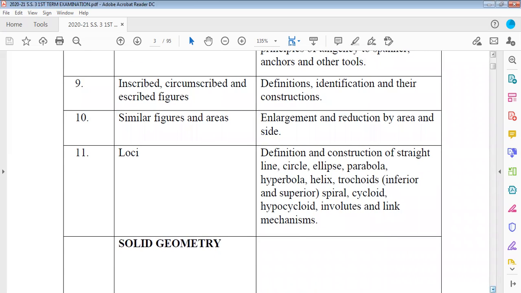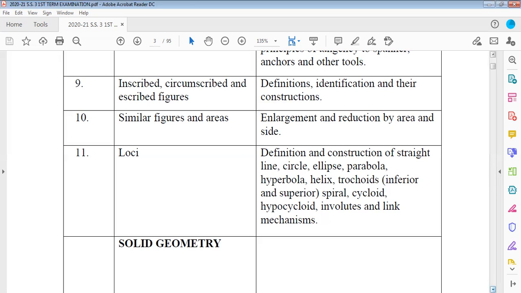Under loci, that topic is very, very broad. It's very, very broad. So it's not a topic that you can teach within 2 weeks. So it's a topic that's very, very broad. And for example, for the construction of ellipse, we have about 4 to 5 methods that can be used to construct an ellipse. So, except if a teacher does not consider the technicality of the methods of the construction of this loci that I want to talk about.